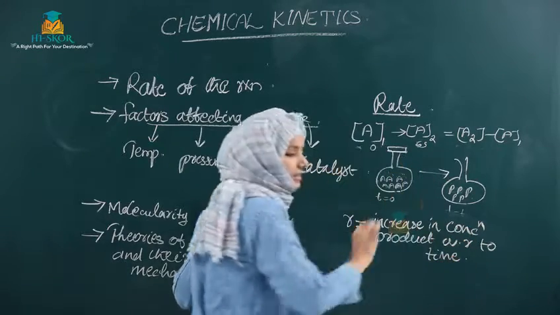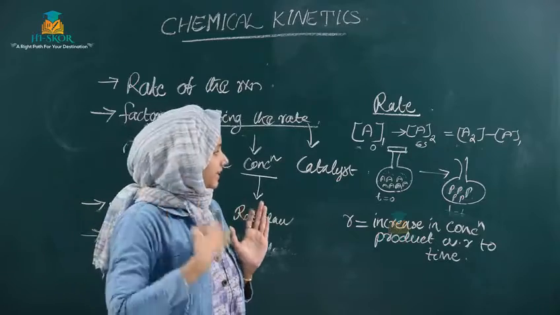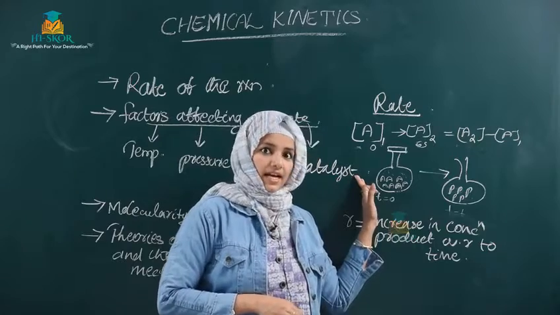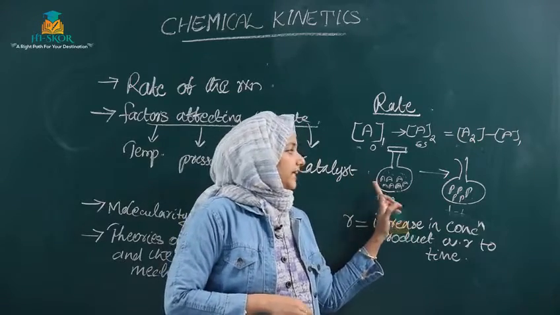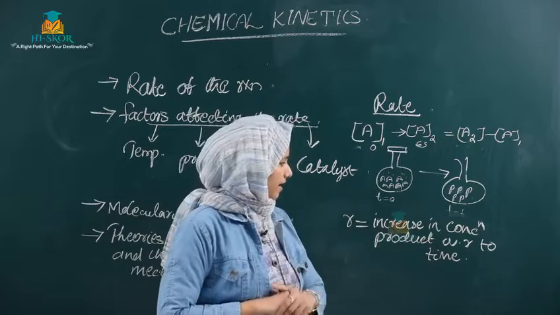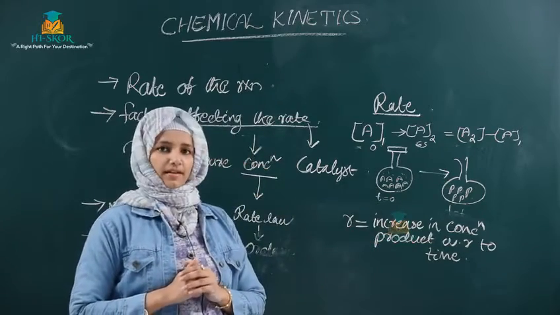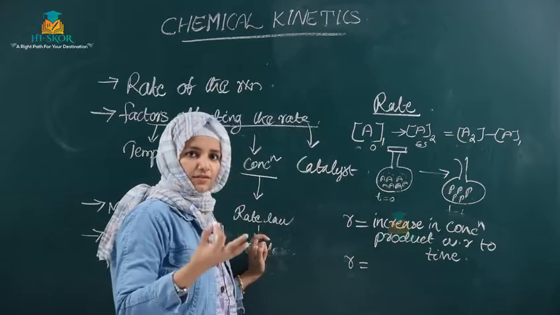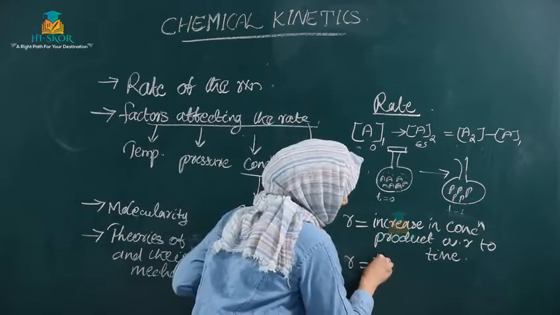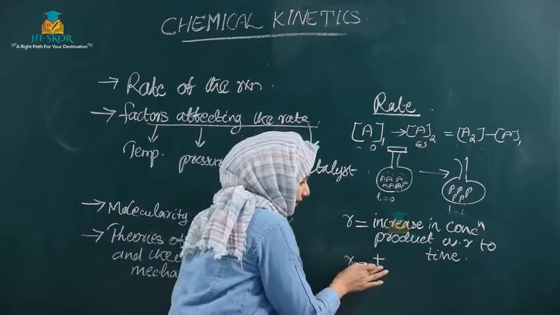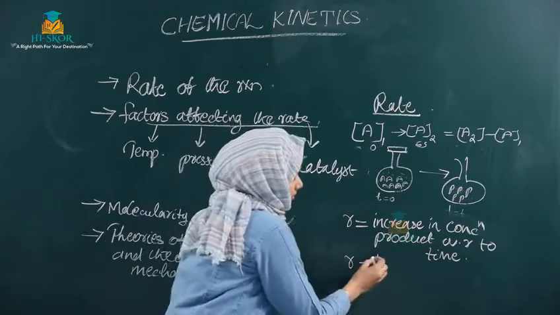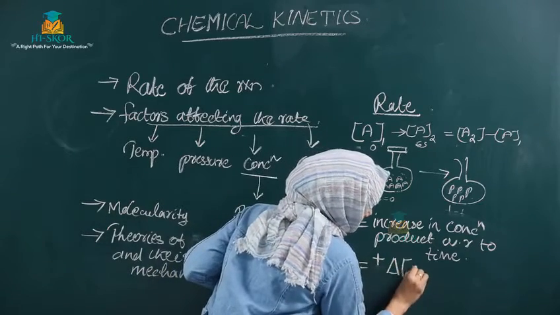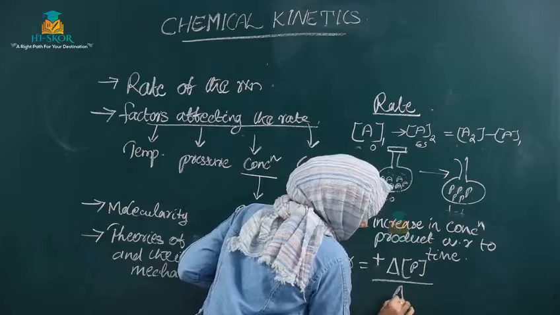Earlier in the case of the reactant, what did we say? Decrease in concentration of reactant with respect to time. Then we put a negative sign there. Why? Because it is a decrease. Here we have increase in concentration of product with respect to time, so there is no need for putting any negative sign. Instead, we put a positive sign. Even if you don't put a positive sign it is positive, you know, but for clarification I am putting a positive sign here. So delta P divided by delta T.